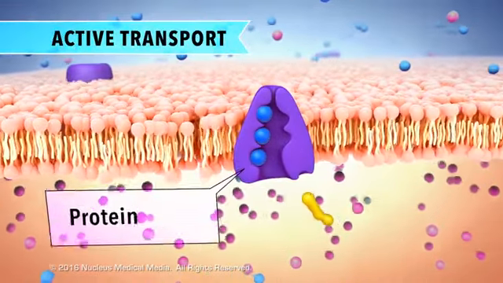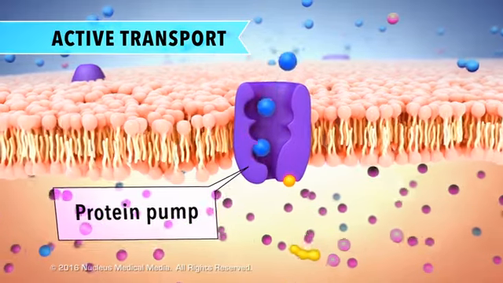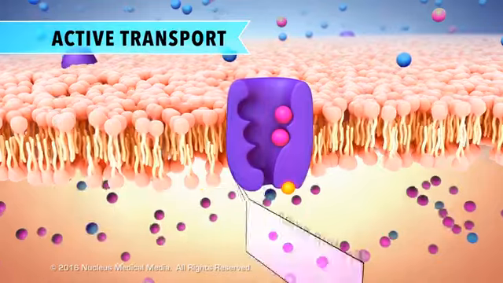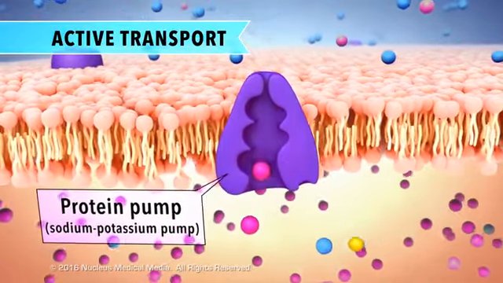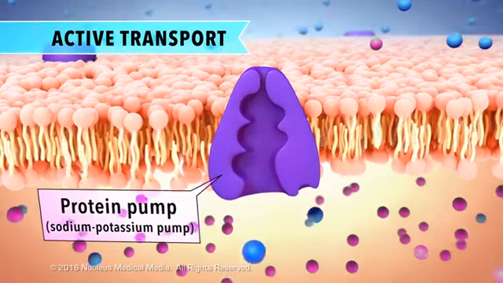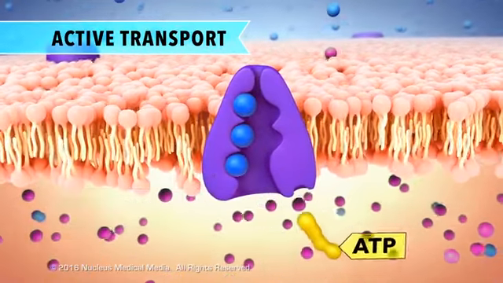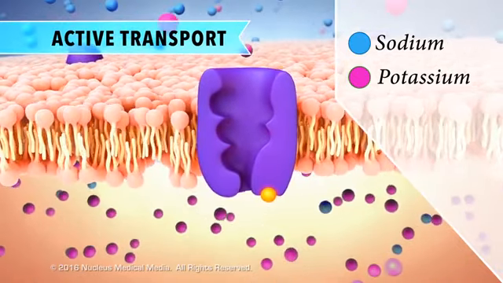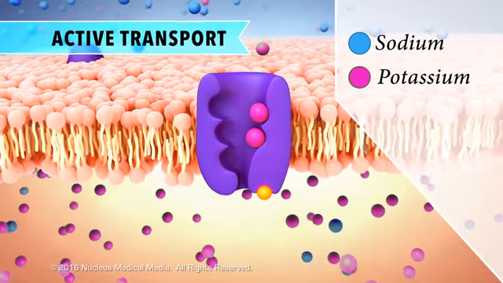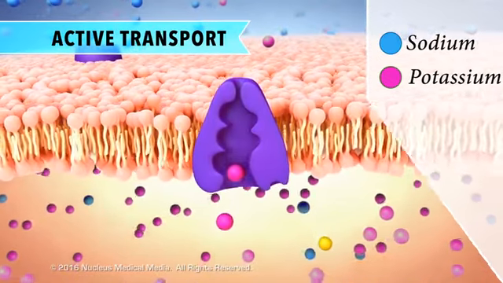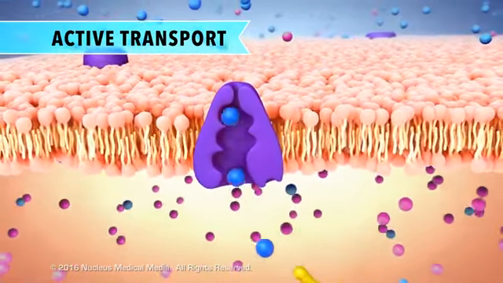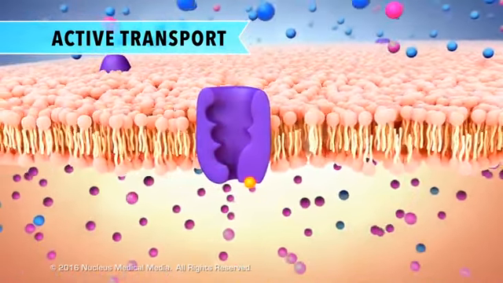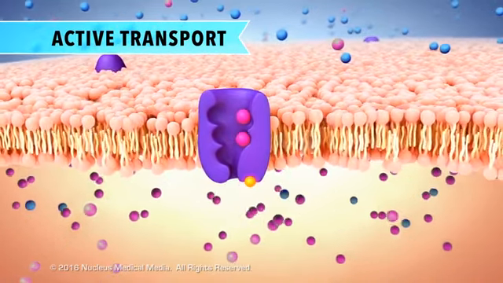Sometimes the cell uses special protein pumps to move small molecules or ions against the concentration gradient into or out of the cell. An example of this is the sodium-potassium pump. In this process, the pump uses energy in the form of ATP molecules to move sodium ions out of the cell, and then move potassium ions into the cell. Protein pumps used in active transport require energy because the molecules or ions are moving from an area of low concentration to high concentration.